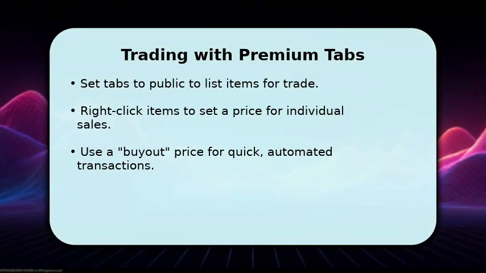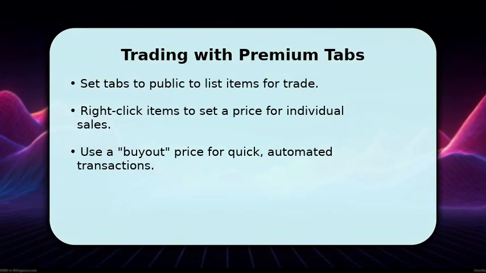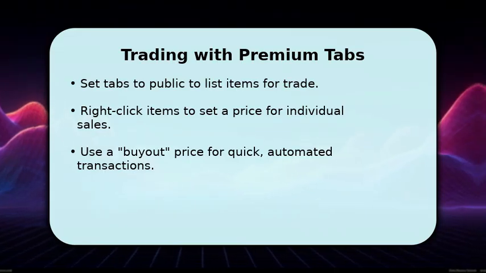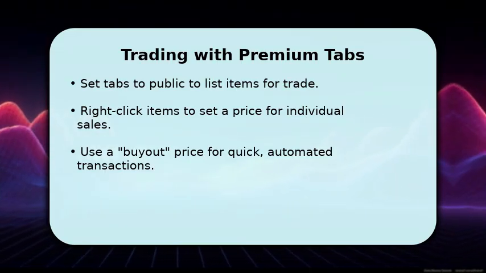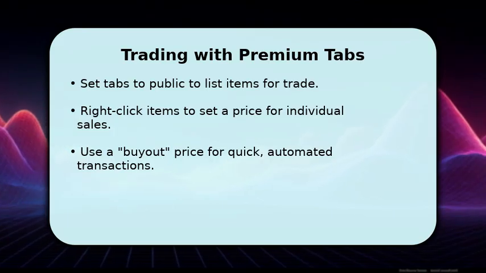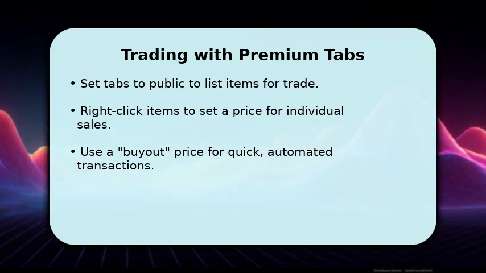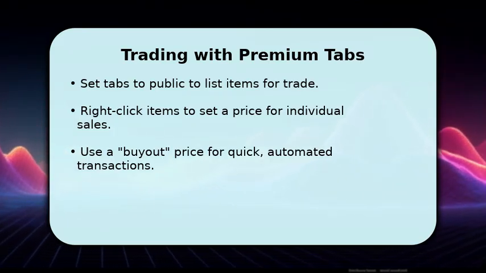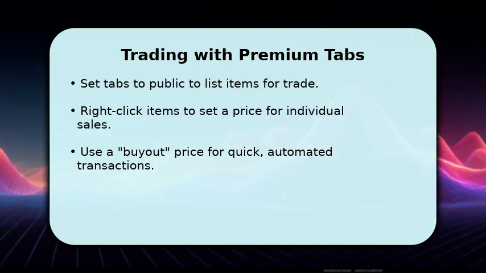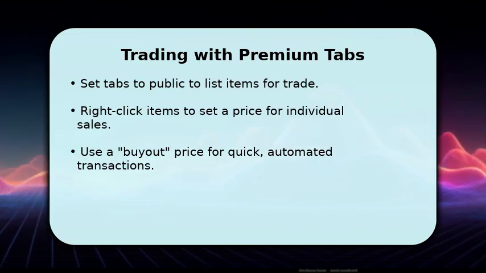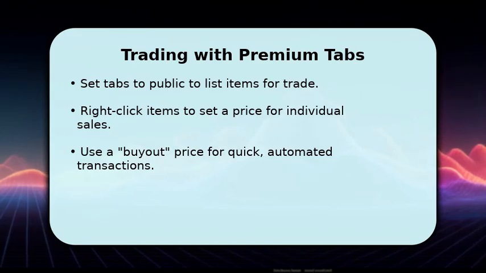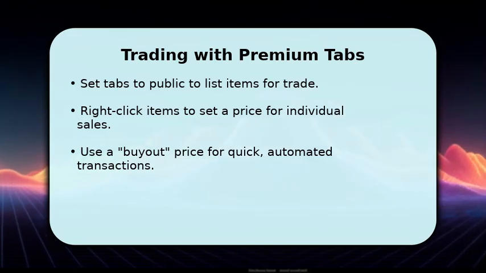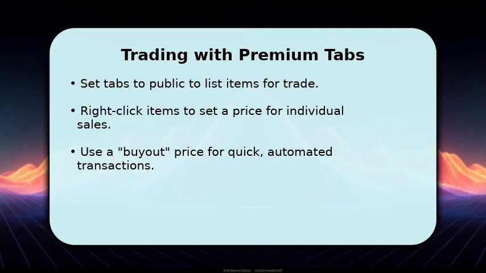Premium stash tabs are essential for trading with other players. You can make a tab public, allowing its contents to appear on the trade site. Simply right-click the tab and select the public option. Then, you can right-click individual items to set a specific price, or set a single buyout price for all items in the tab, making sales quick and efficient.